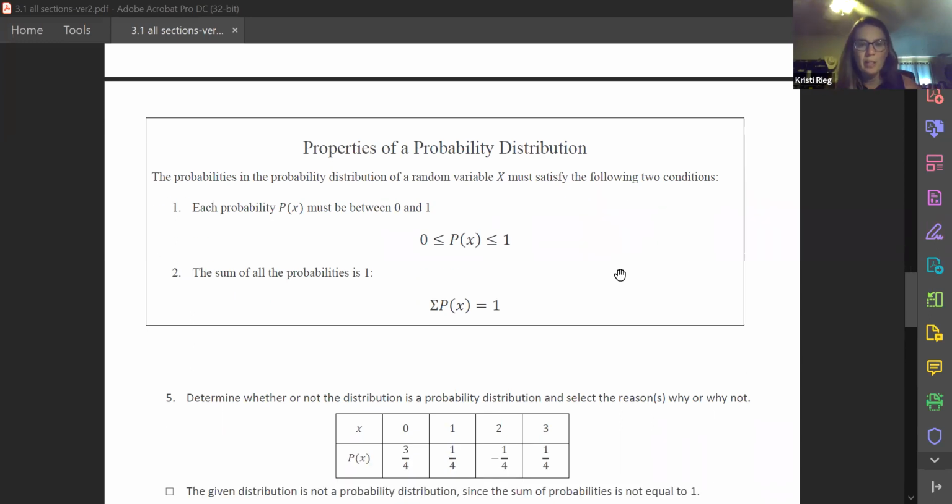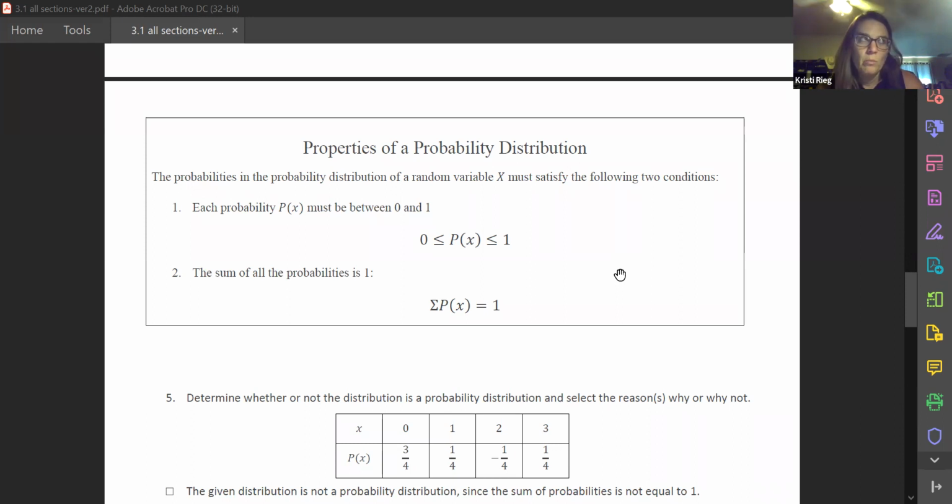Properties of a probability distribution. So we just had a probability distribution, which was exactly the same as a relative frequency table. There's two rules. We've talked about the second rule before because it just happened. We didn't call it a rule. We just said it happened. And the second one says the sum of all the probabilities is 1. So when you add up all those probabilities, the answer is 1.